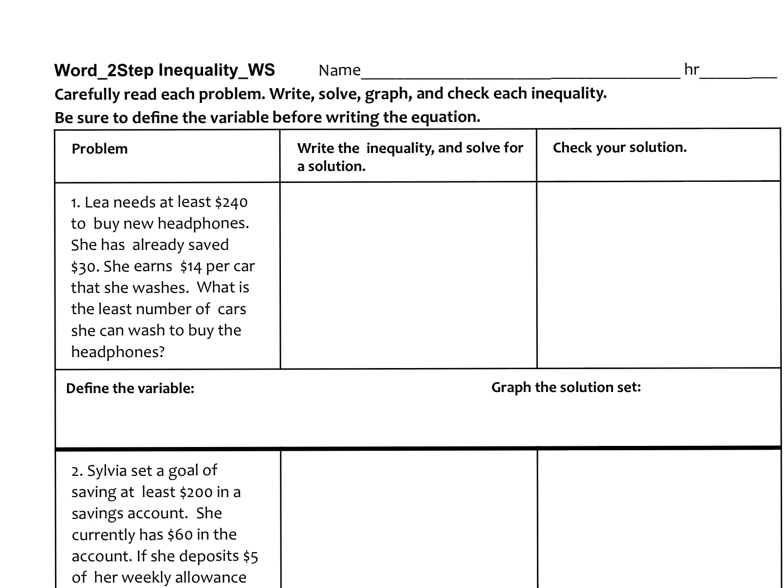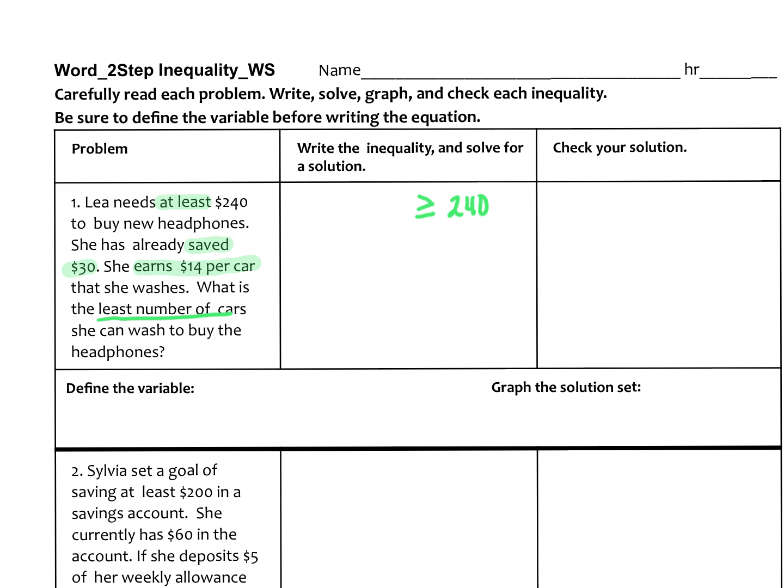Leah needs at least, I'm going to highlight that, at least $240 to buy new headphones. She has already saved $30 and earns $14 per car that she washes. What is the least number of cars she can wash to buy the headphones? All right, so the goal is to buy the headphones, okay? And it sounds like they're going to be a minimum of $240 at the very least. So that's your smallest, and it could equal that one, right?